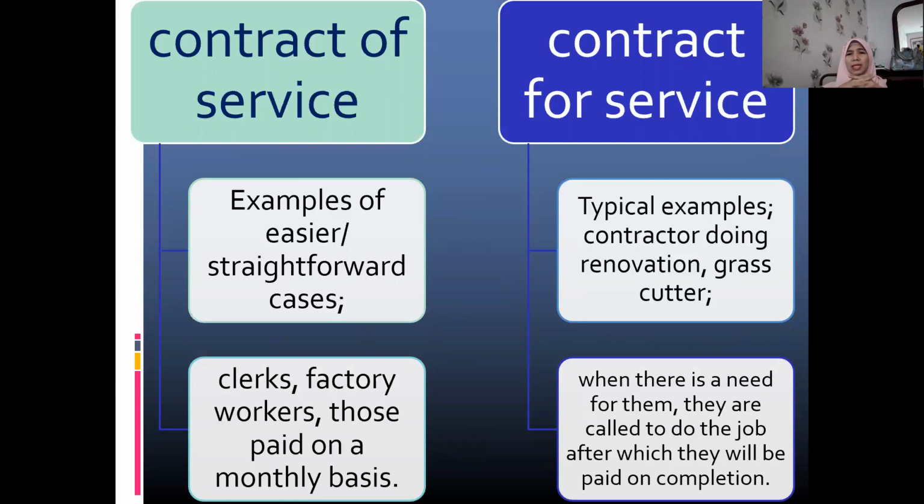But contract for service, the typical example would be, because another term is they are actually independent contractors. So a typical example is a contractor doing renovation or a grass cutter. And then what's the nature of their job here? Whenever there is a need for them, they are called to do the job, after which they will be paid on completion. For example, to do the renovation work or even to cut the grass. So usually they are done by contractors. They are actually independent contractors, independent workers. They are not really monthly paid employees.